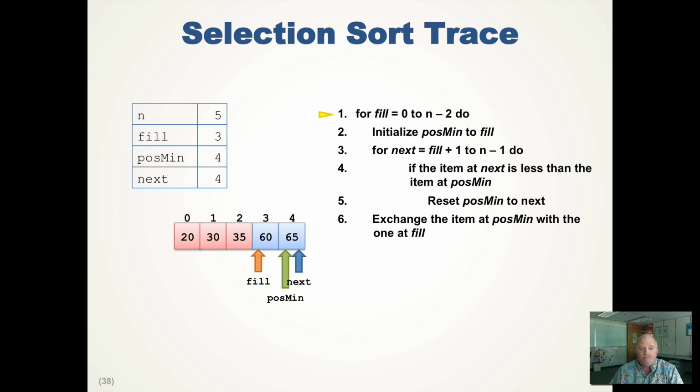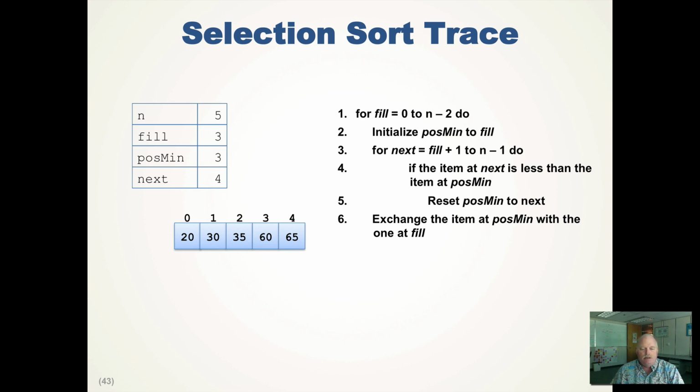Update fill, and this is the last time we're going to do this loop because we don't have to fill the last item because it will be the largest. Update min, initialize next, check to see if min is greater than next. It's not, so we exchange min with fill, which is the same place, and we're done with our outer loop, and we have our sorted array. So we don't have to check that last one. We've already done it, and we've got our sorted array.